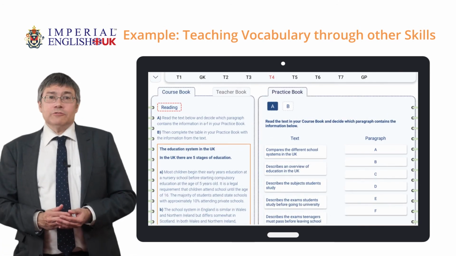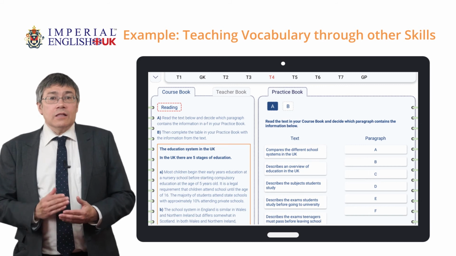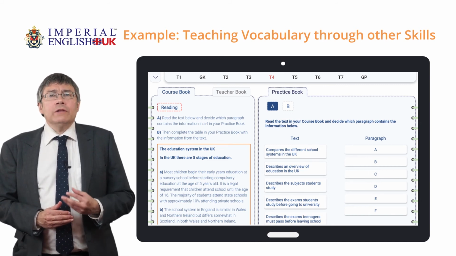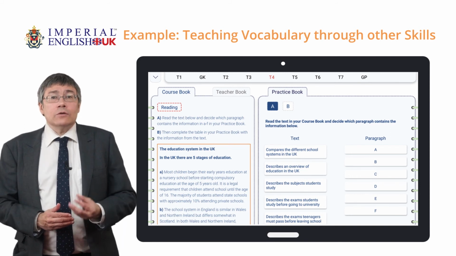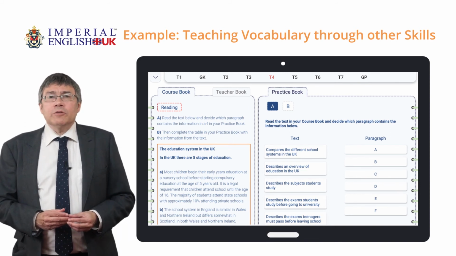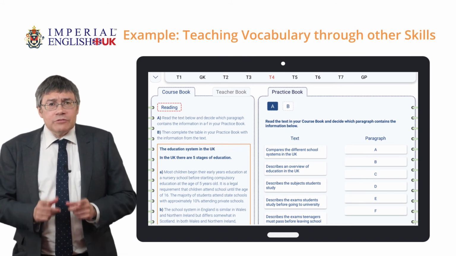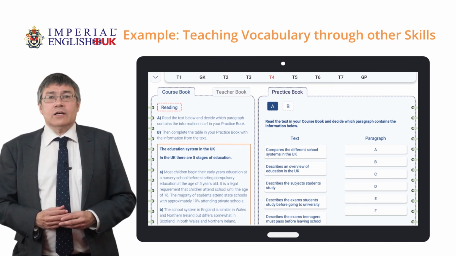Vocabulary is also introduced through other skills, like in a reading text or listening task. While the main focus may be on scanning or listening for detail, vocabulary can't be ignored. Words have more value than grammar. Here's an example.